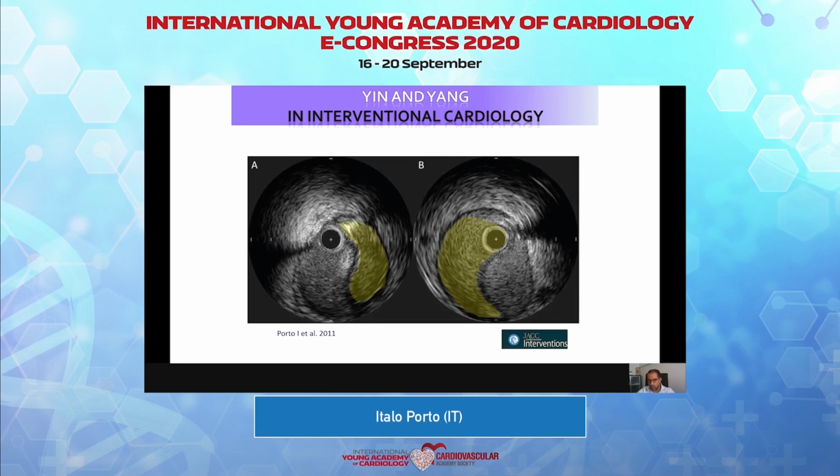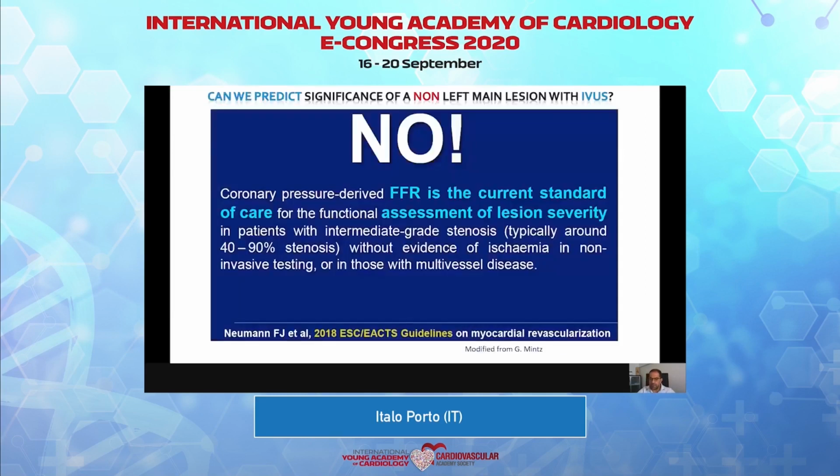Manipulating the probe and the wire, we can gain the true lumen. This is a very important use of IVUS in order to differentiate true lumen from false lumen. This is, for example, extremely useful in CTO interventions. Another important question we should answer with IVUS is, can we predict the significance of a non-left main lesion with IVUS?